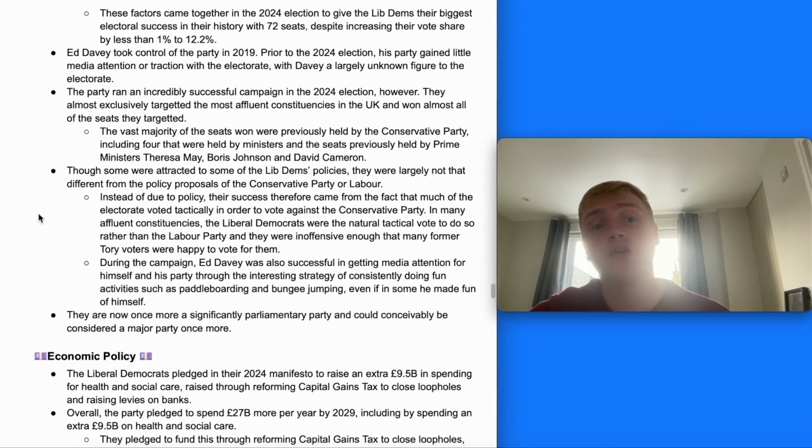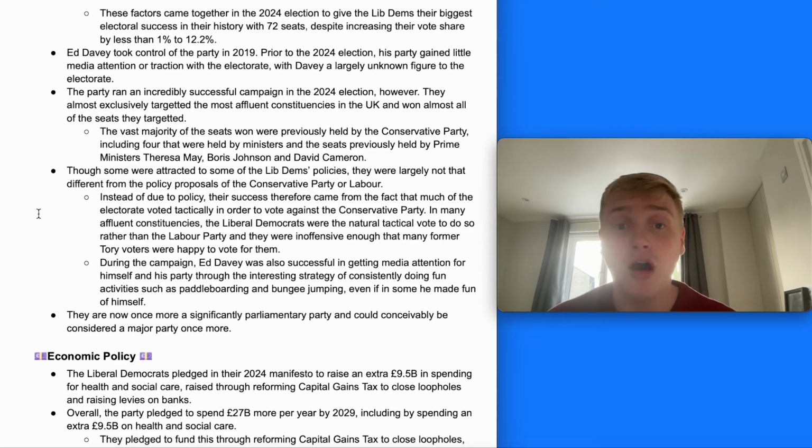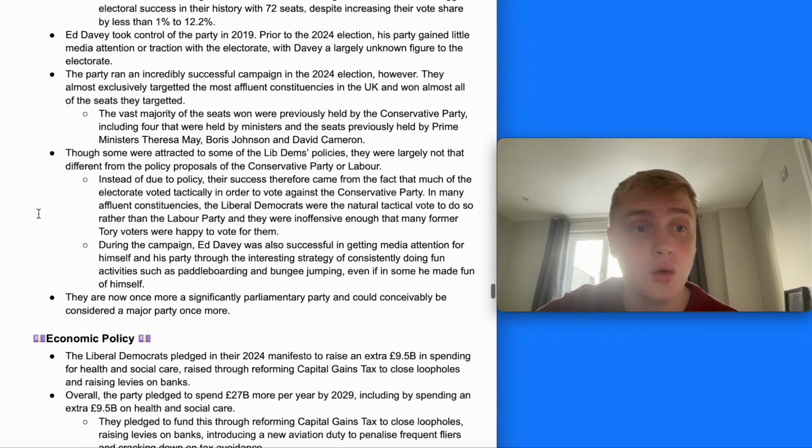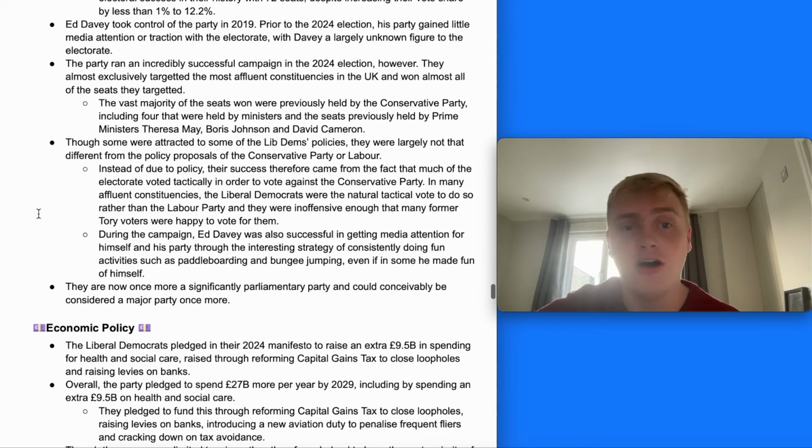Ed Davey took control of the party in 2019. Prior to the 2024 election, his party gained little media attention or traction with the electorate, with Davey a largely unknown figure. But the party ran a really successful campaign in 2024. They almost exclusively targeted the most affluent constituencies in the UK and won almost all of the seats they targeted. The vast majority of these were previously held by the Conservative Party, including 4 that were held by ministers, and seats that were previously held by Prime Ministers Theresa May, Boris Johnson and David Cameron.